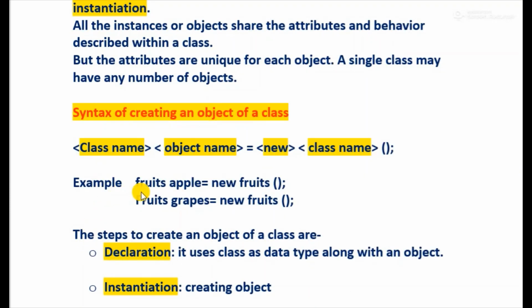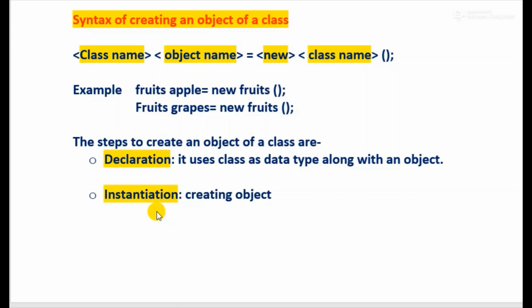The first one: the name of the class is Fruits, and the object is apple, equal to the new operator, then again the class name, then brackets and a semicolon. Using this statement, one object is created, that is apple of class Fruits. One more example is Fruits grapes equal to new Fruits. Here grapes is the name of the object, and grapes is the second object of class Fruits.